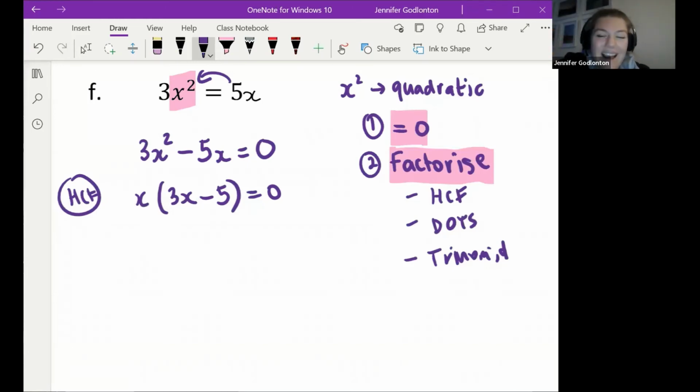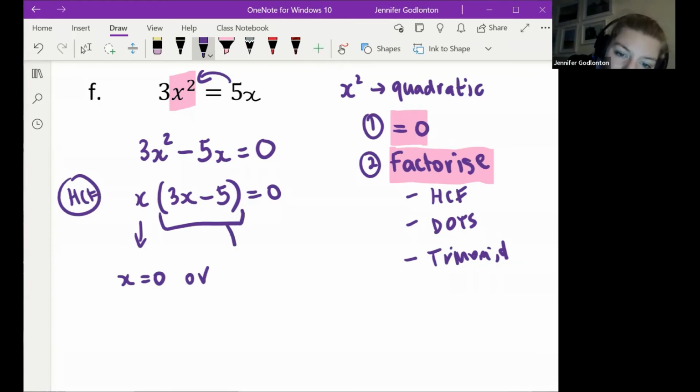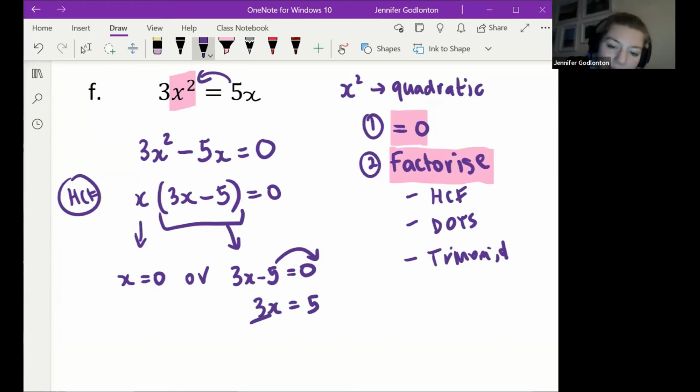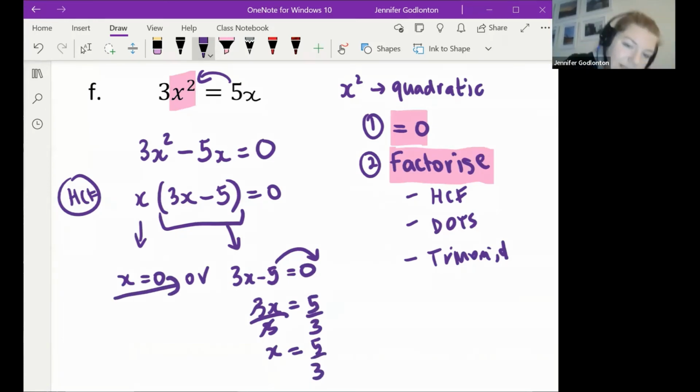Then, because we've made it equal to 0, we get to use that fancy 0 rule, which is what we do for quadratics. And we say, well, that means that x is equal to 0, or 3x minus 5 is equal to 0. So x is equal to 0 is my one answer. Now on the other side, I need to solve for x. So I'm going to say 3x is equal to 5, which means x is equal to 5 over 3. So there's answer number 1. There's answer number 2.